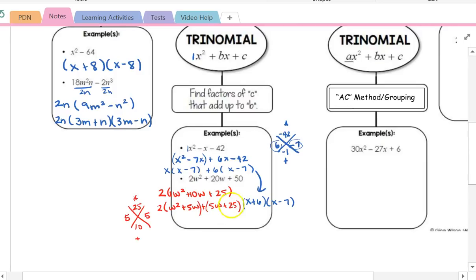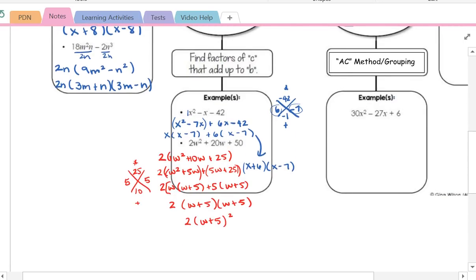Group them. And so you have your 2 out in front, factor out a w, sorry, that 2 is out in front of everything, w plus 5, and factor out a 5, and you get w plus 5. So really you get w plus 5 and w plus 5 with a 2 out in front. Now, if it's the same factor twice, no harm in writing it as w plus 5 to the second power. Final answer.